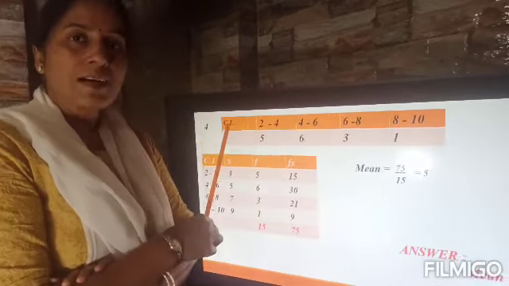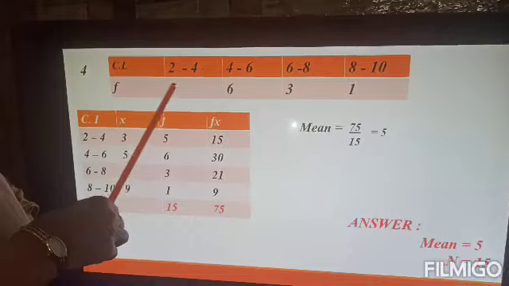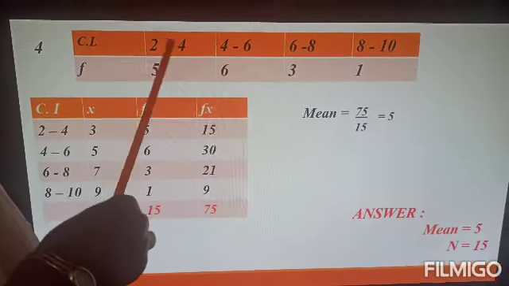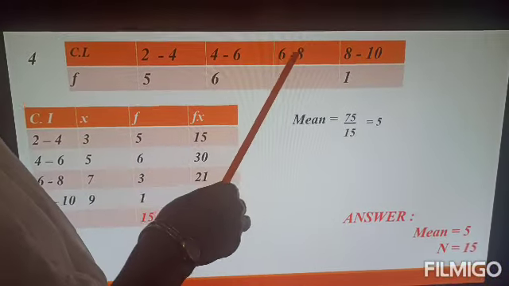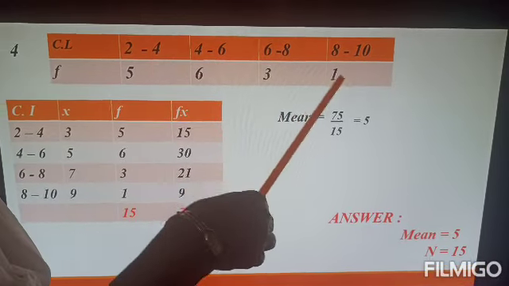Fourth sum also class intervals are given. See the class interval and frequency. Here very simple sums are there. Simple numbers are given. 2 to 4, 4 to 6, 6 to 8, 8 to 10. Frequency is 5, 6, 3, 1.